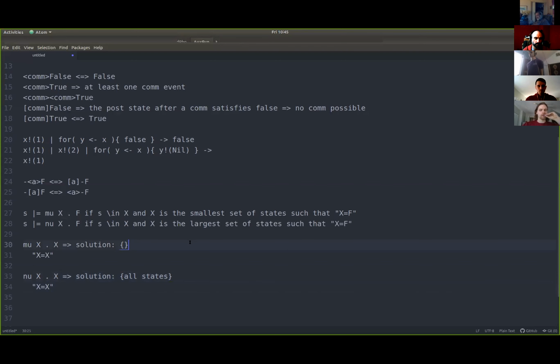And mu is always a subset of nu. Yeah, that's right. They say that this formula implies this formula, because like you said, the solution is always a subset of the solution to the maximal fixed point operator. And so it's a little bit strange, but what this tells us is that this formula mu x dot x is actually logically equivalent to false. And this formula nu x dot x is logically equivalent to true.